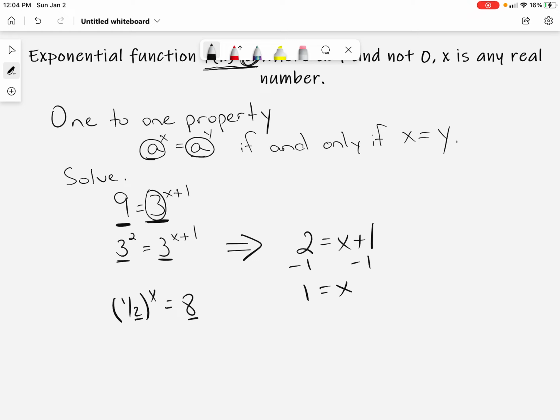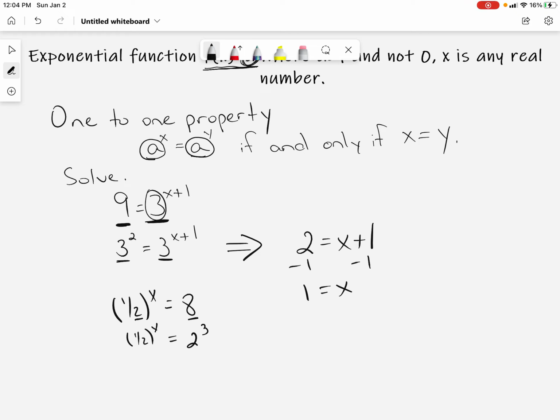Well, 8 could be written as 2 to a power, right? We could write it as 2 cubed. And then that gives us (1/2)^x. So they're almost the same, but not quite. We have a 2, we have a 1/2. So here's where you have to remember some of your properties of exponents.